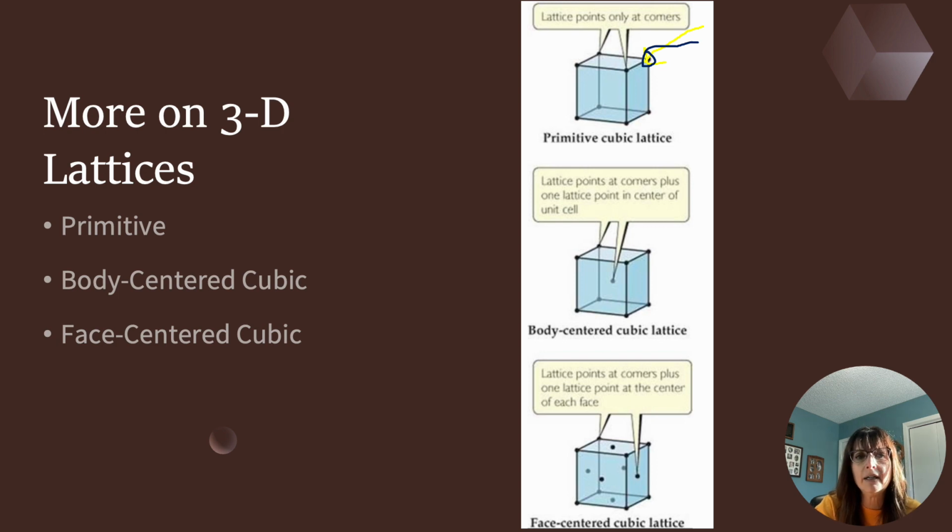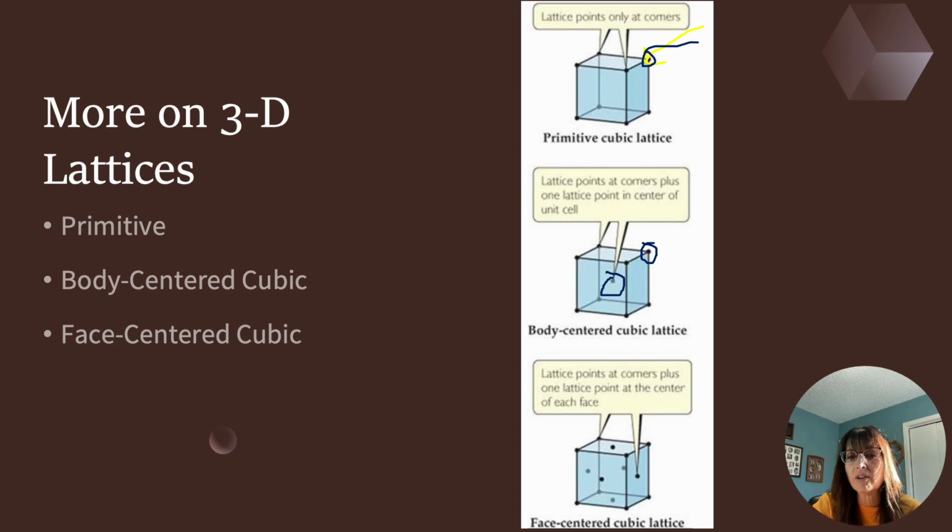And then there's 2 kinds of centered lattices where we have additional points, not just at the corner. The first one is body-centered. So we still have these lattice points at the corners, but now we have one that's in the middle of the cube. So imagine you have a box, and right in the middle of that box, obviously there's nothing in there, it's open, but there's a point. And we're going to talk about that point in a minute.